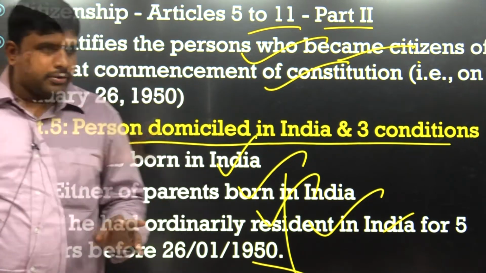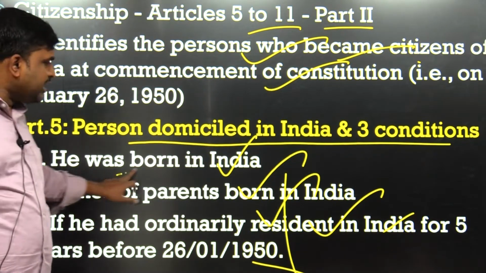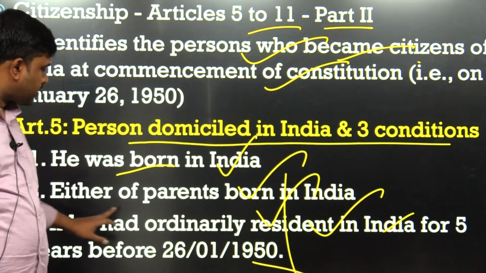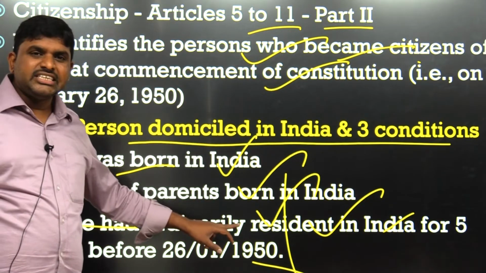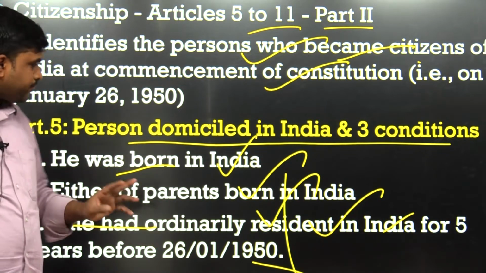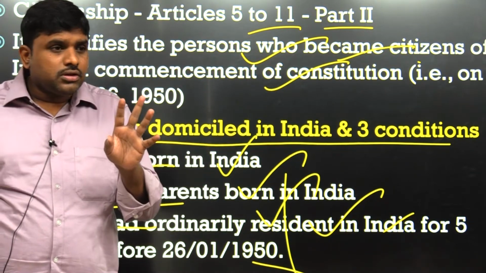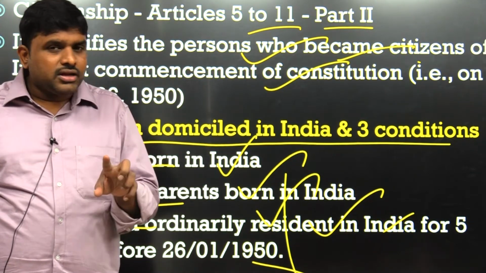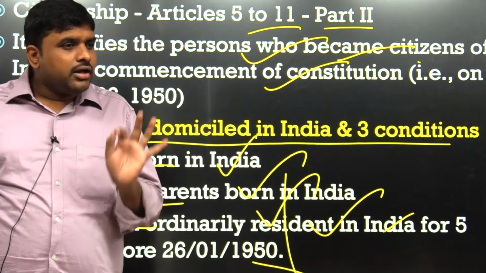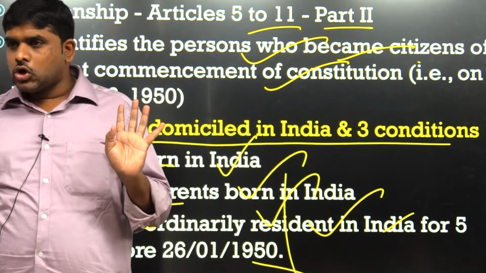When I go deeper, 3 conditions apply to give citizenship. First, he or she was born in India. Or, if he had been ordinarily resident in India for 5 years before 26th January 1950, but either of the parents, not both, either father or mother, should have their origin in India. This is Article 5, at the time of commencement of the Constitution.